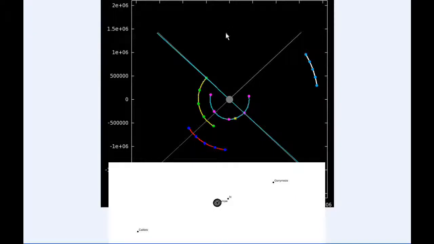Io begins the day in quadrant 3, heading west. Europa starts the day transiting and is going to be moving into quadrant 3, heading west. Ganymede is in quadrant 3, heading west for a little while longer. See, it's getting to its western elongation. And Callisto spends all day in quadrant 1, heading east.